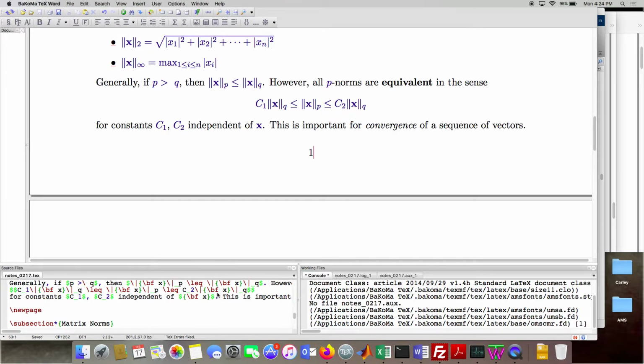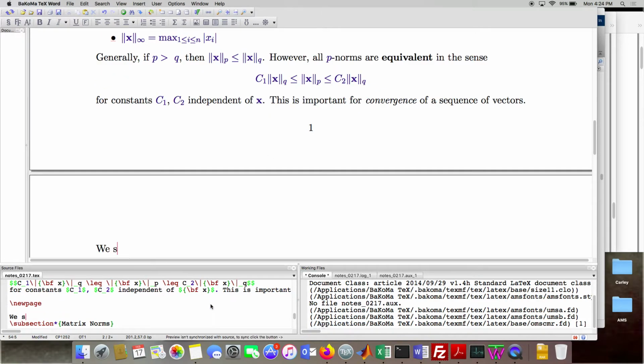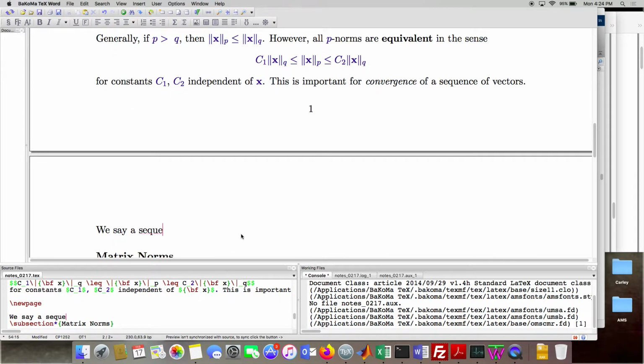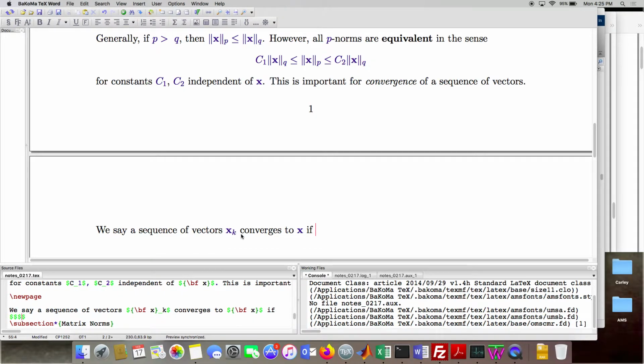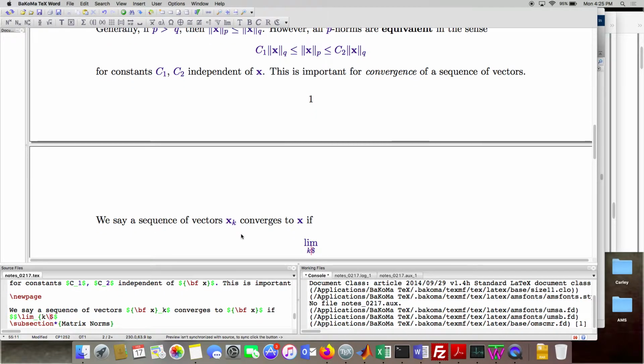All right. So a sequence of vectors xk converges to some limit x if we can define this convergence in terms of norms.